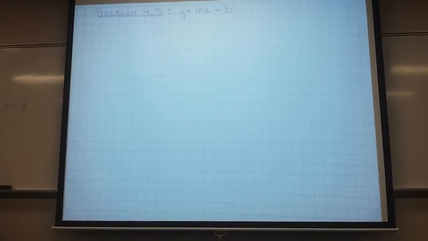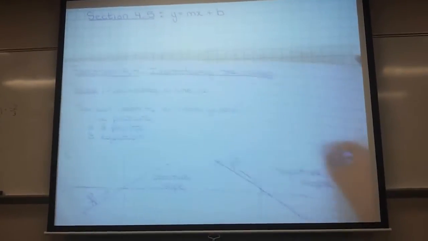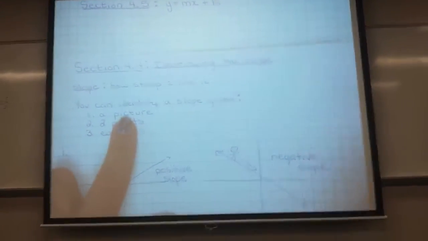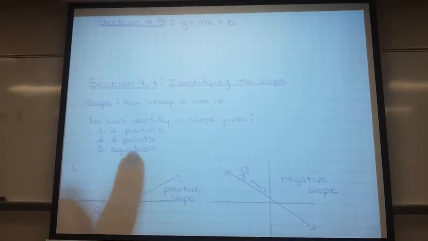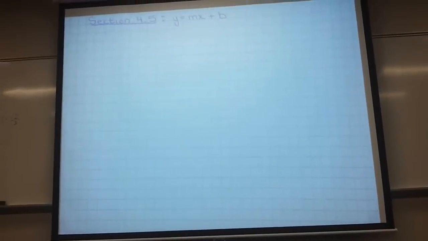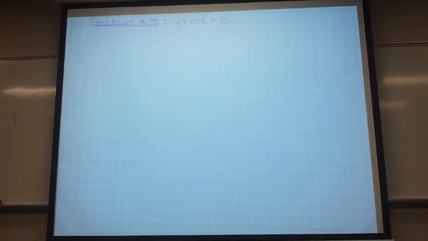To kind of look at what we wrote down earlier. Number 1 was a picture, that was with our little running man. The second one was the 2 points with the picnic table formula. Number 3 is an equation, and this is where this gets to the y equals mx plus b stuff.